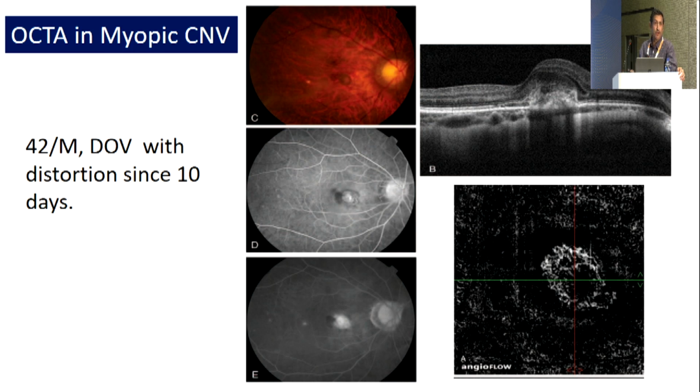Every time you cannot do FFA, so you can do OCTA. Here you can see the CNVM complex, and the CFT is increased, and the OCTA picks up the myopic CNVM in a very good way. So OCTA is very useful for myopic CNVMs, and it can also give an idea of when to stop the treatment.